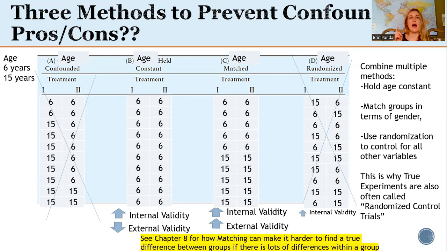So how much sleep the kids have, how much they like math, how much they like art or music, what they ate for breakfast that day, all of the other possible things that could impact the dependent variable. We're letting chance avoid a systematic bias in terms of who's going into which group. So you can see how we can use multiple methods to control for multiple variables at the same time.